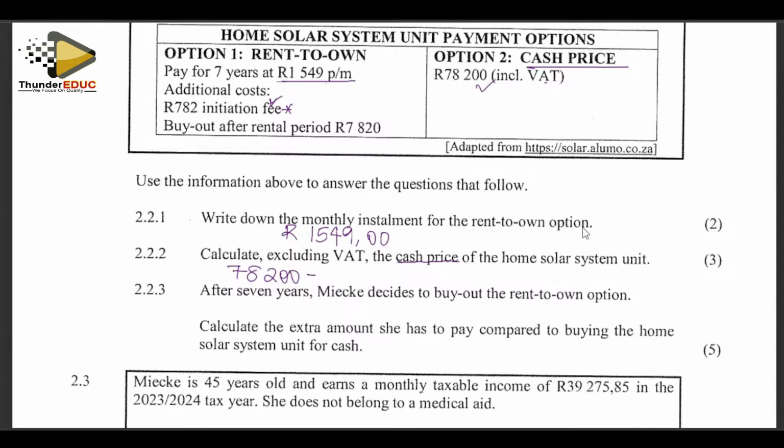Exclude, you divide. Include, you multiply. Then you divide by 1,15, which is, you have it as 68,000. When you exclude VAT, you get it as that much.